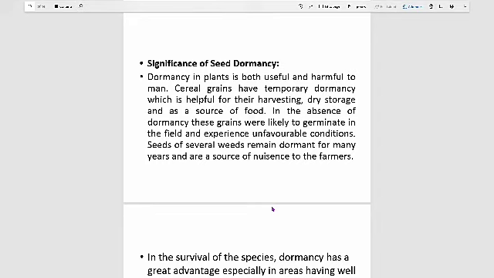Significance of seed dormancy. Dormancy in plants is both useful and harmful to man. Cereal grains have temporary dormancy, which is helpful for harvesting, dry storage and as a source of food. In the absence of dormancy, these grains were likely to germinate in the field and experience unfavorable conditions. Seeds of several weeds remain dormant for many years and are a source of nuisance to the farmers.